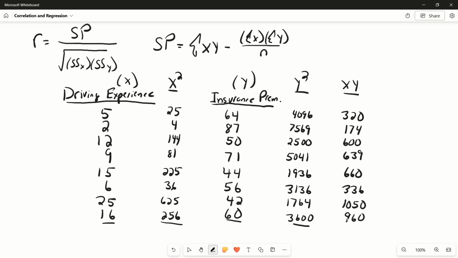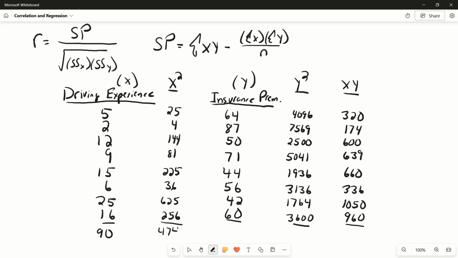Now that I have all 5 columns set up, I want an X column, an X squared, a Y column, a Y squared, and an XY column. Once I have all that set up, I'm going to add each column. So add each column, that's sum of X. This is sum of Y.